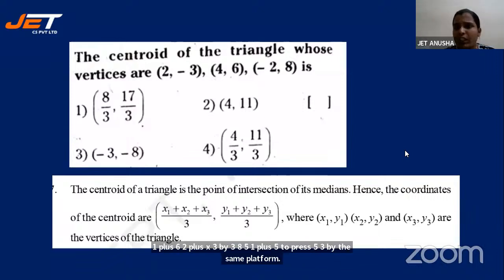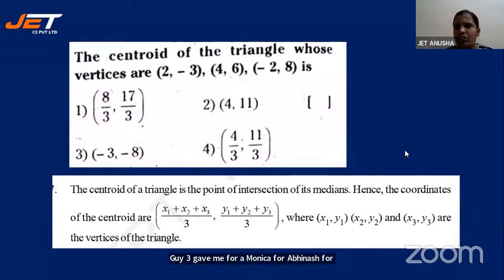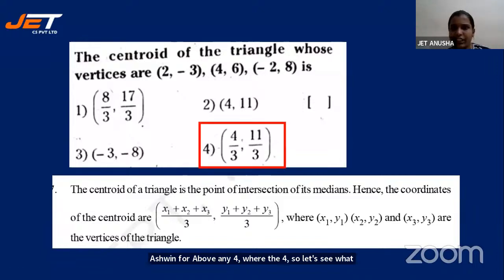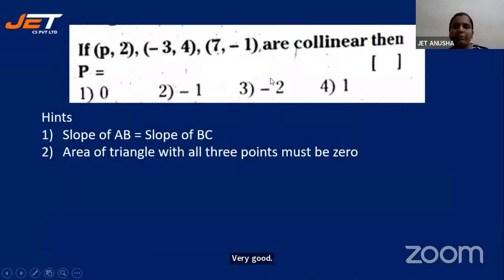Gayatri gave me 4, Monica 4, Avinash 4, Rishikesh 4, Kanna 2, Ashwin 4, Pavani 4, Veda 4. So let's see what is the correct answer. Very good. Veda, Renuka, Rohini, Taruni almost gave me the correct answer.